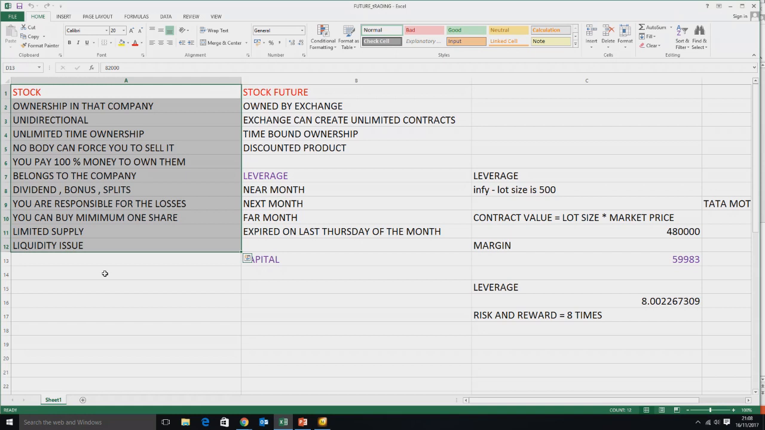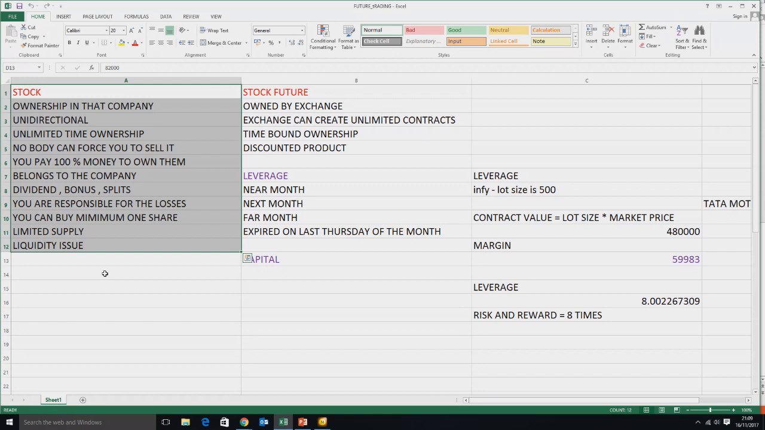In stock, you have unlimited time ownership. If you buy certain stocks, then you can keep them for as many years as you can. Nobody is actually forcing you to sell it until and unless you want to sell. So you can keep it for an indefinite period. As I said, nobody can force you to sell it. It will be absolutely your choice whether you want to keep it or sell it.